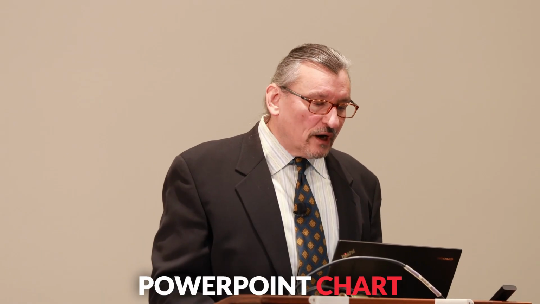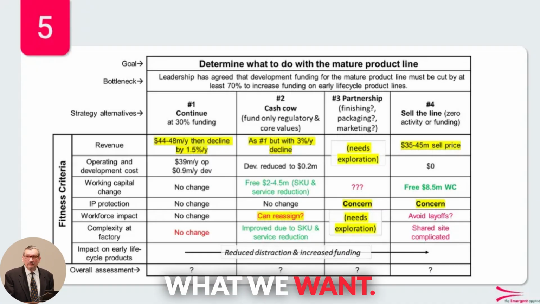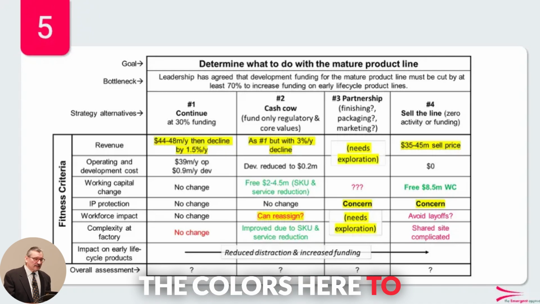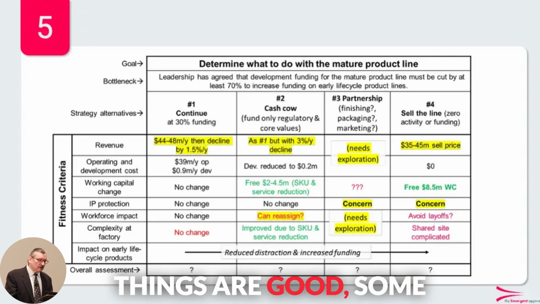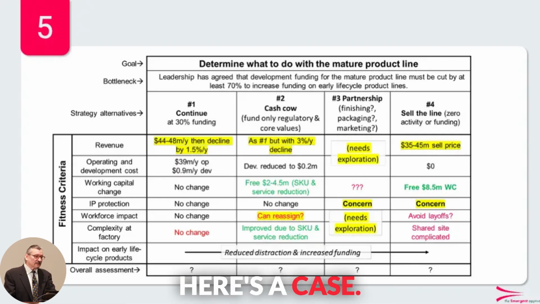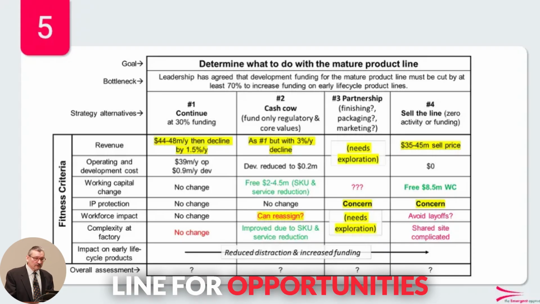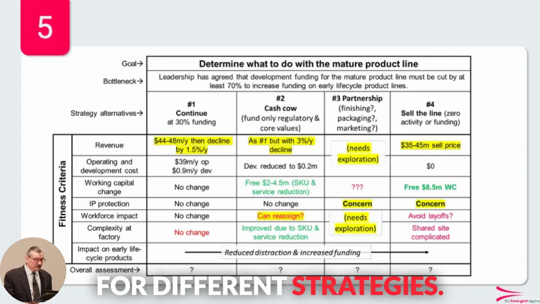On a PowerPoint chart, it might look like this. Yeah, it's messy. That's exactly what we want. The colors here are to indicate that some things are good, some bad, some middling. Here's a case to determine what to do with a mature product line, 4 opportunities, 4 different strategies.